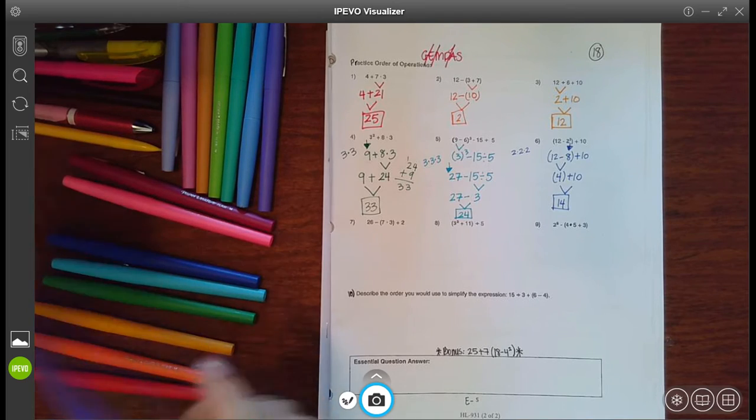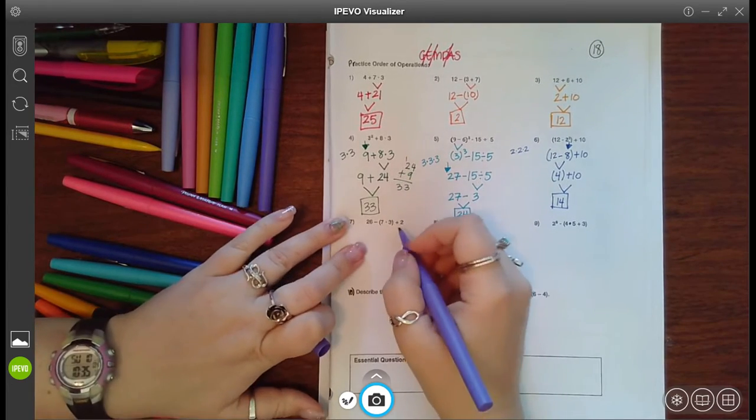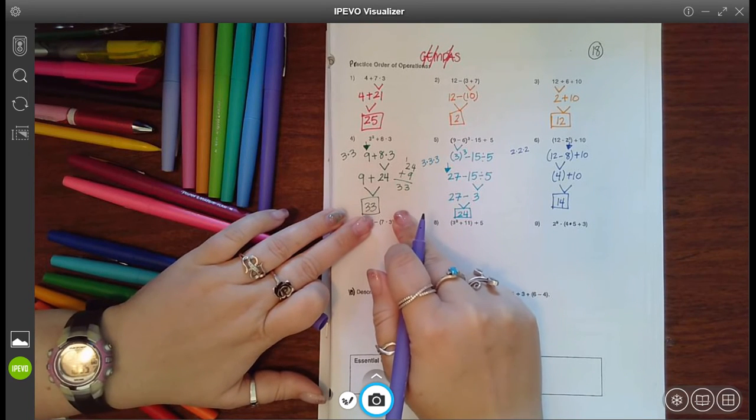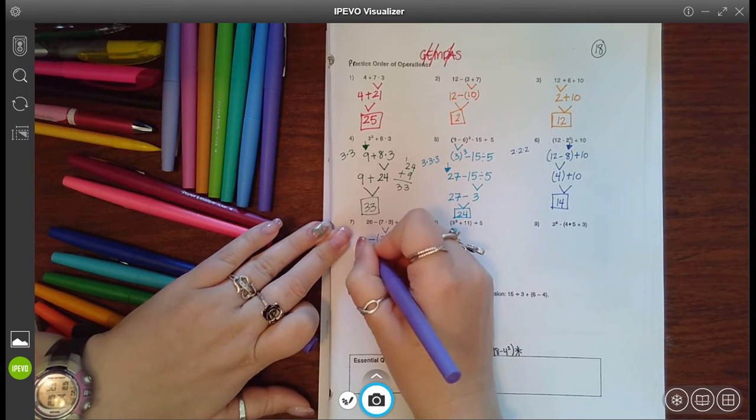Remember, be trying these on your own if you want first, so pause it and then try it yourself. Okay, parentheses, yeah, I want to simplify this down to a singular number. So 7 times 3 is 21, plus 2 minus 26.